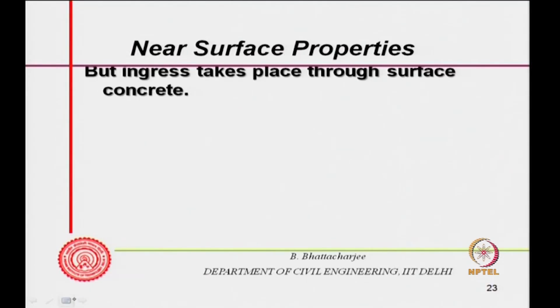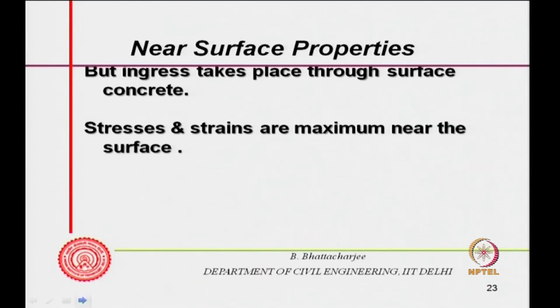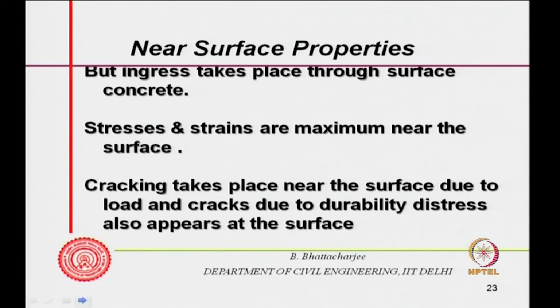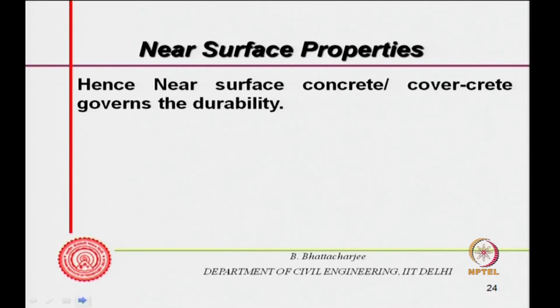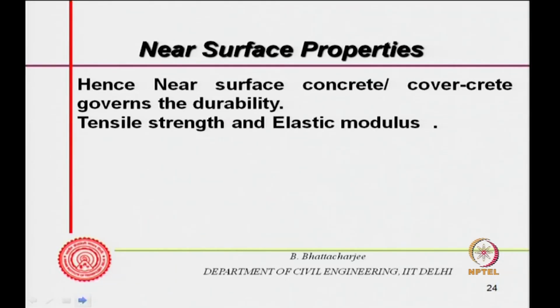So, good concrete is only in the core. Ingress takes place through the cover concrete, stress and strains are maximum at the cover concrete, and cracking also first takes place at the cover concrete. Even if it takes place inside, it does not matter, but when it comes to the surface, it would actually cause more penetration of more harmful ingredients, and therefore, the durability problem will be enhanced further. So, near surface, this is what governs the cover, governs the durability. Is there a way? Well, there is possibly some way, but at the moment this is inherent in concrete.